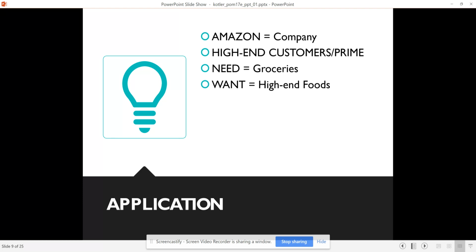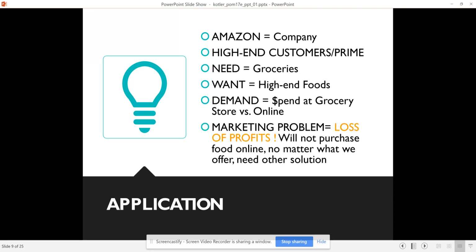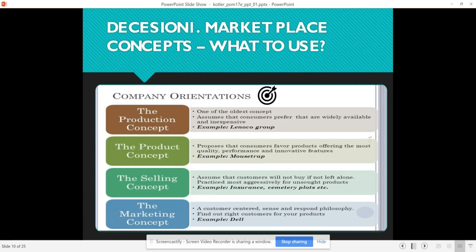So a customer needs groceries and they want high-end foods and they spend a lot of money. And we were identifying that they spend at the grocery store versus online, no matter what we had. So the marketing problem is that we had a loss of profits. The customer will not purchase food online no matter what we offer, no matter how we offer it by delivering the food. There's something about going into a store and seeing the food and picking what you want that's in our culture. So we needed another solution.